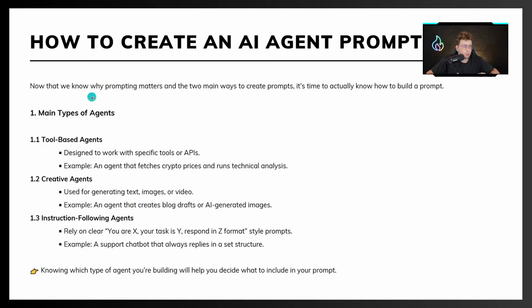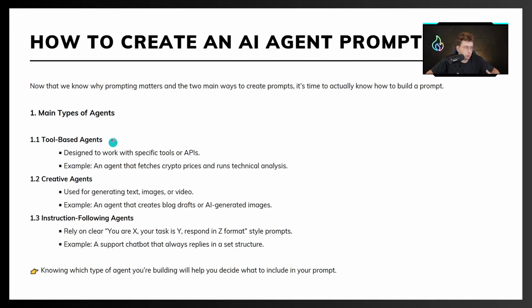So generally, from this section so far, we know why prompting matters and the two ways to create prompts. So it's time to actually know how to build a prompt. And to begin with, I would like to discuss with you the main types of agents, because it's important to know that we've got different AI agents.